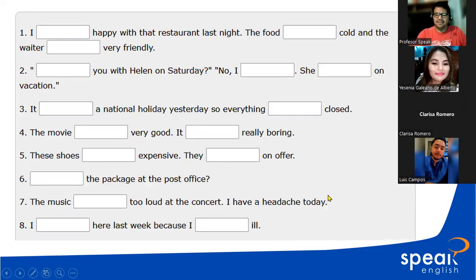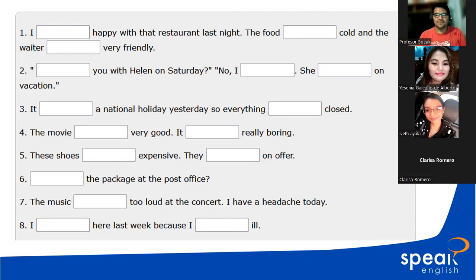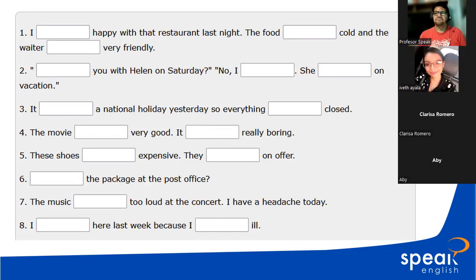What do you think is missing here? Is it was, wasn't, were, or weren't? Take a look at the first sentence. What do you think is missing there? Was. Okay. If you say was, continue reading the sentence to see if it makes sense. Then it says the food. I wasn't.